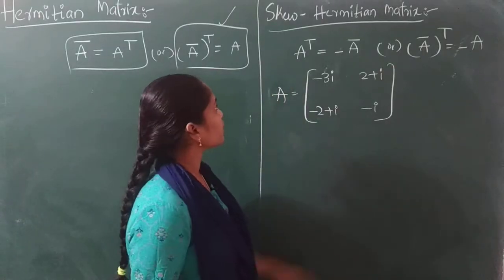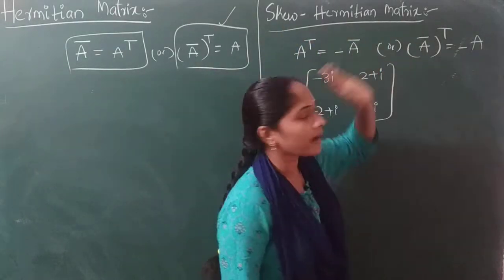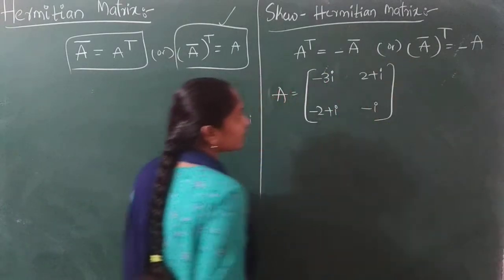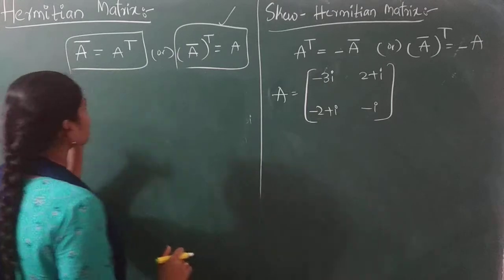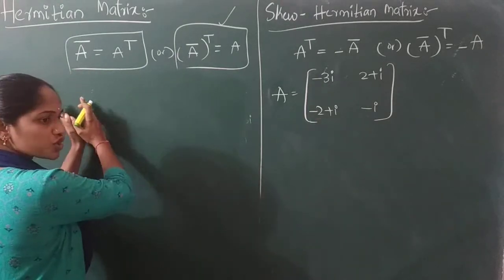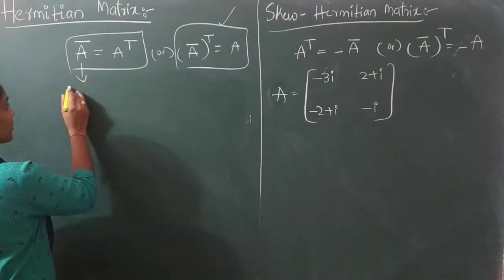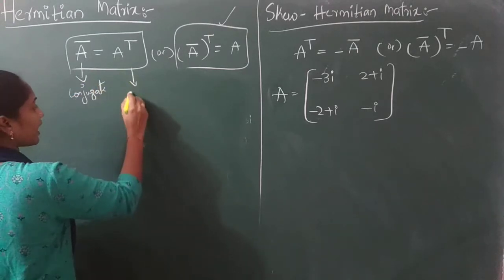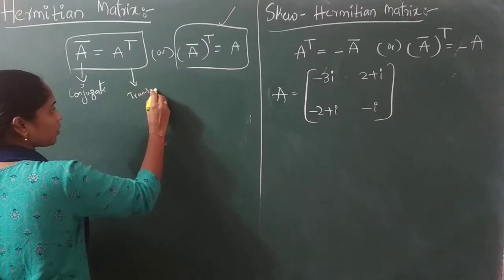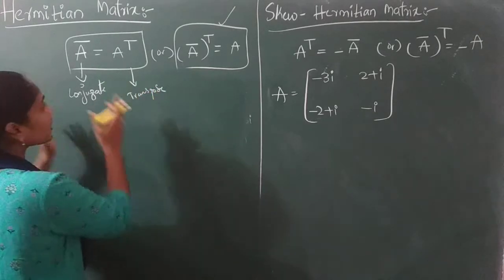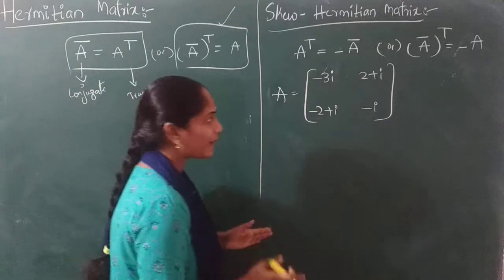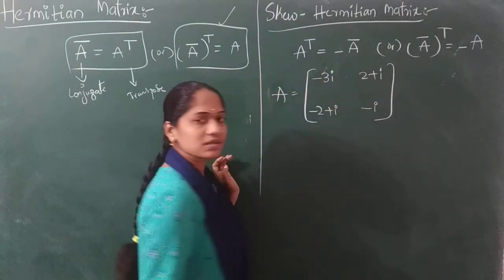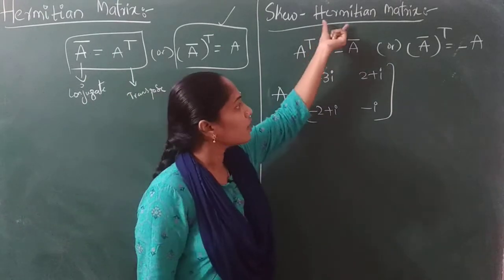Let's see the other definition, the Skew-Hermitian matrix. Same, but what is the change here? The minus symbol, right? In the Hermitian matrix, we need the conjugate of A and the transpose of A. You have to remember, this is A conjugate and this is the transpose. If these two are equal, we call it a Hermitian matrix. Same here, but the conjugate and the transpose need to have a minus sign. Then it is nothing but a Skew-Hermitian matrix.